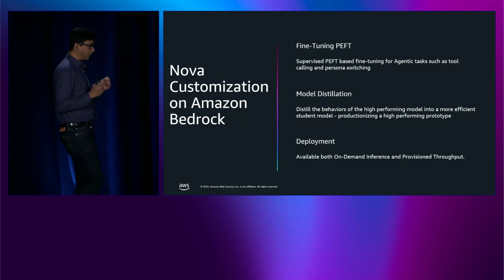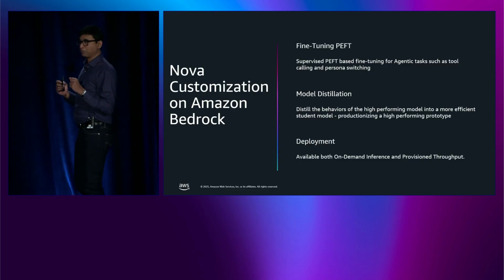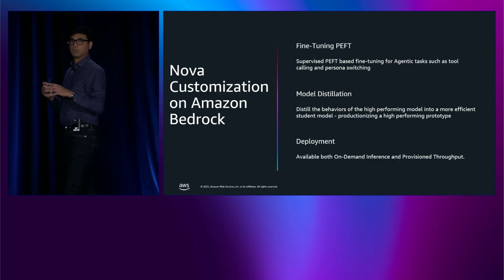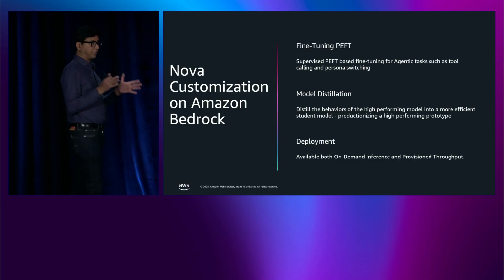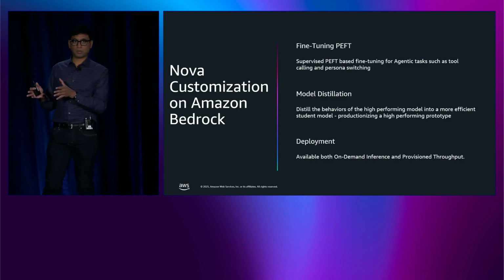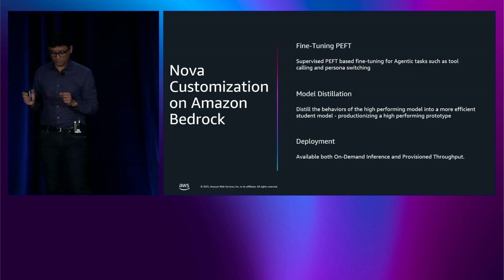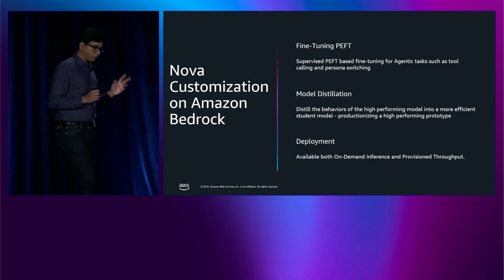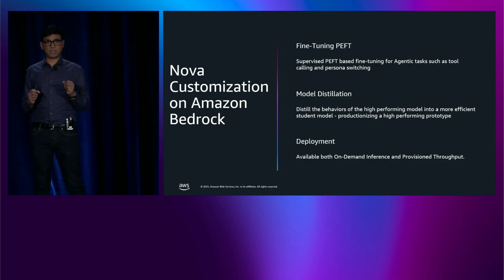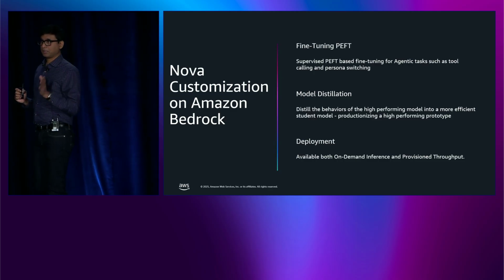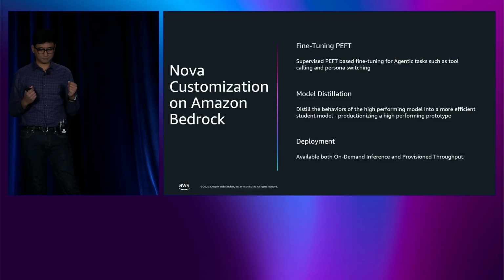A good example over here is productionizing a high-performing prototype. For example, if your prototype only works with a high-performing model, you can choose to distill those specific behaviors into a smaller variant of the model as you deploy and scale it in your production. Now, talking about deployment, Bedrock offers two modes of deployment: on-demand inference, which is token-based pay-as-you-go pricing, as well as provision throughput, where you pay a fixed price upfront for guaranteed throughput.